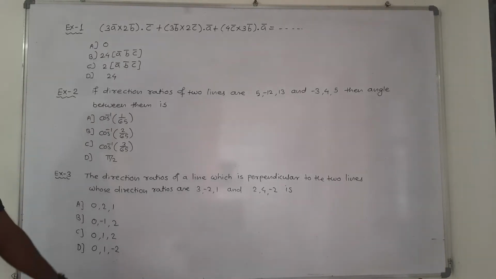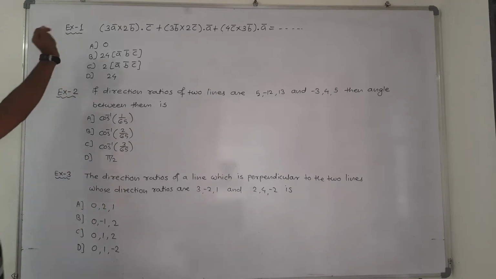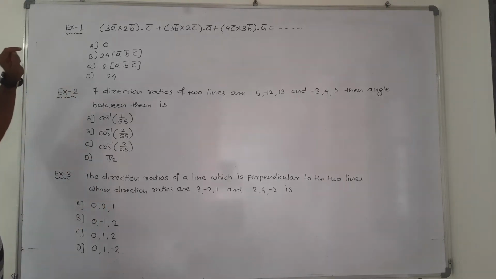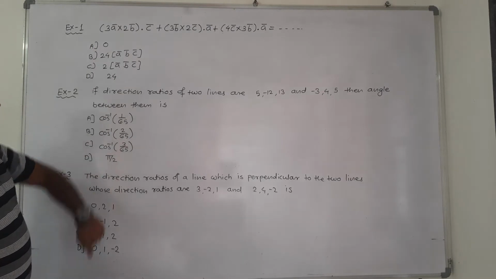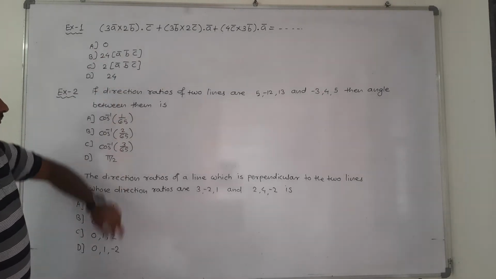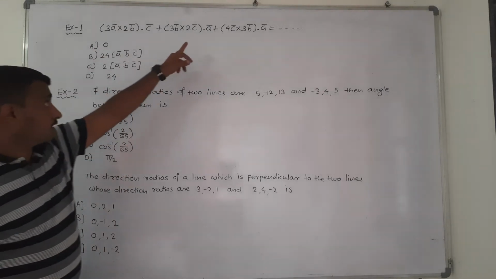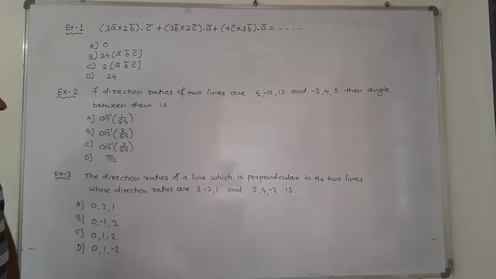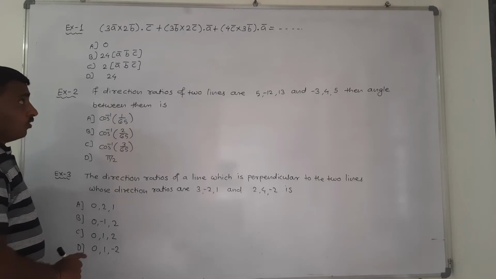Some more examples on vector and three-dimensional geometry. Example number 1: 3a bar cross 2b bar dot c bar plus 3b bar cross 2c bar dot a bar plus 4c bar cross 3b bar dot a bar is equal to dash dash. We know the representation for box product.